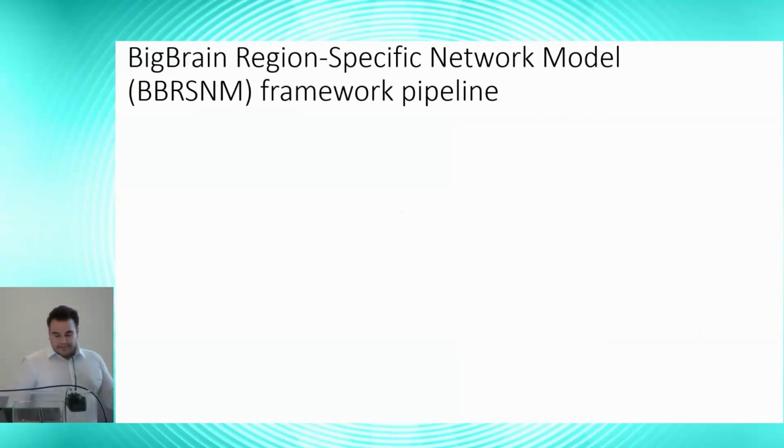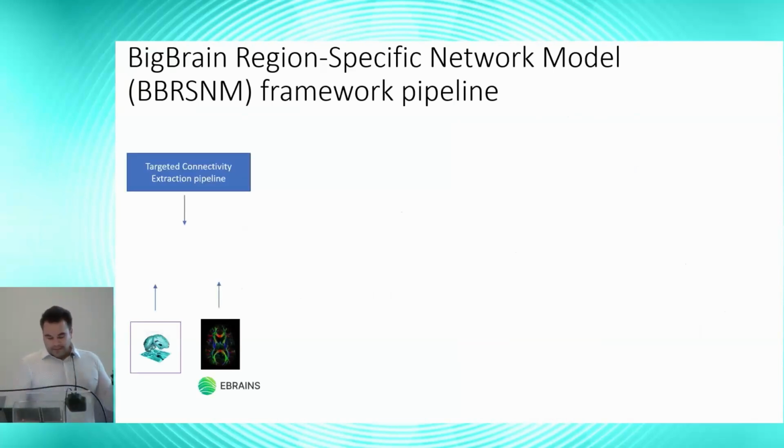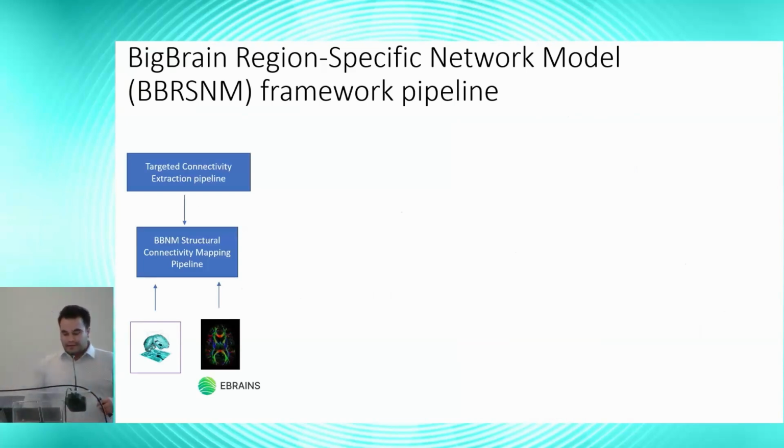So this is the main flow of the pipeline. We have our multimodal high-resolution data, and we integrate it in a connectivity mapping pipeline where we map a BigBrain surface mesh to connectivity data on a vertex level and sub-region level.